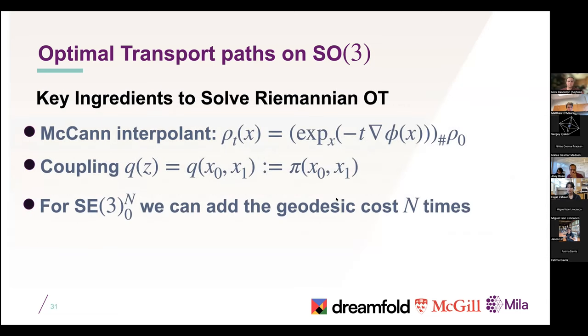So what are the key ingredients? To solve Riemannian OT, we need this metric interpolant, which happens to be for us the rho T, the exponential map that I showed earlier. And we need some sort of coupling. The coupling tells you which X0 has to be paired with which X1. For SE3^N, we can again compute this geodesic cost N times and add it up as one global cost.